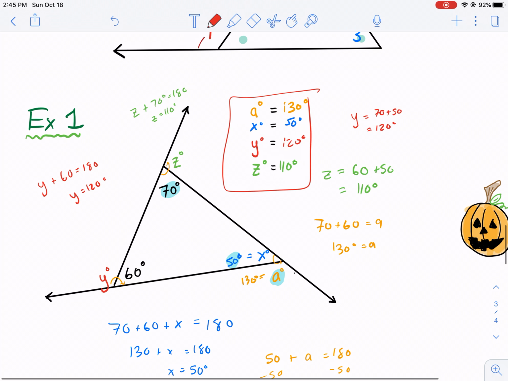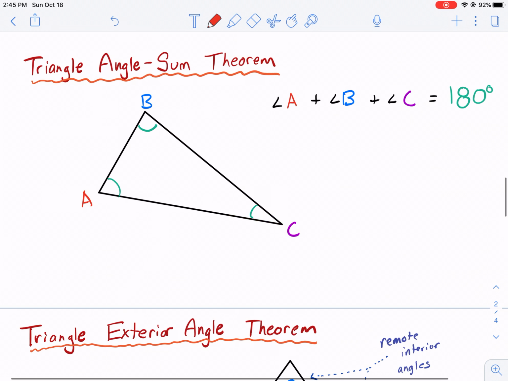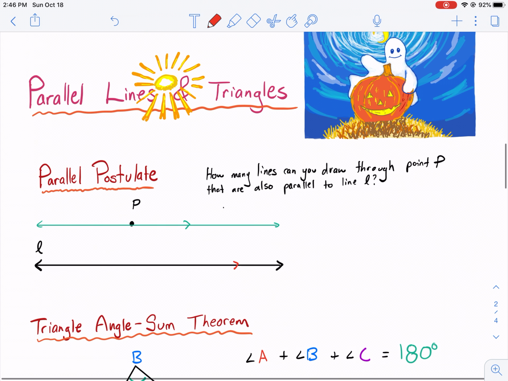In my opinion, the exterior angle theorem is faster if you can recognize it, but you will not be wrong using supplementary angles and, of course, the triangle angle sum theorem.